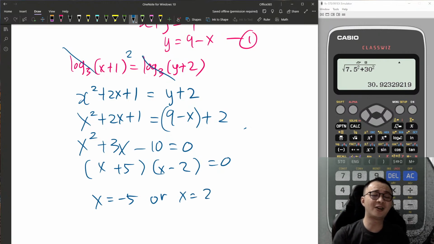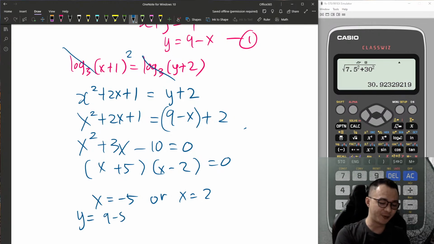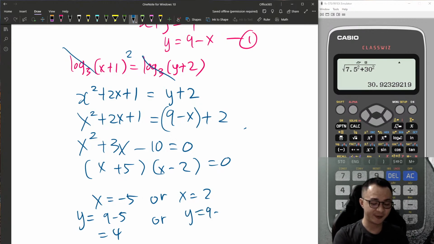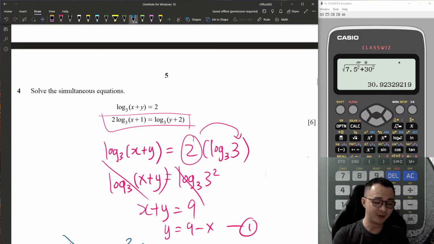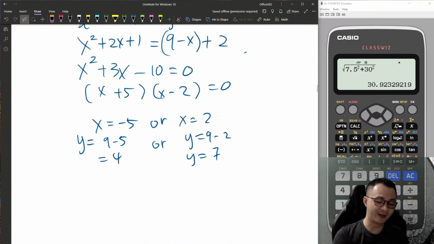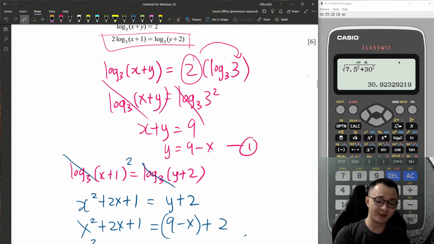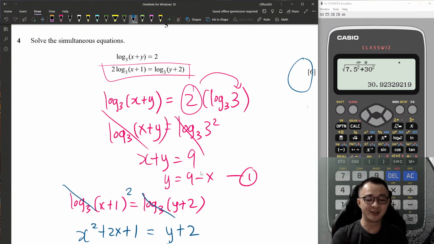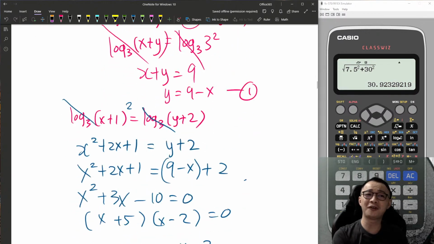Alright, once I got this one, I want to get my y. y equals to 9 minus negative 5, which is 14, or y equals to 9 minus 2, which is 7. Yep, I got both x and y value. Then I can move on to the next one. Not too bad for 6 marks. Considered quite kind and friendly for 2020.